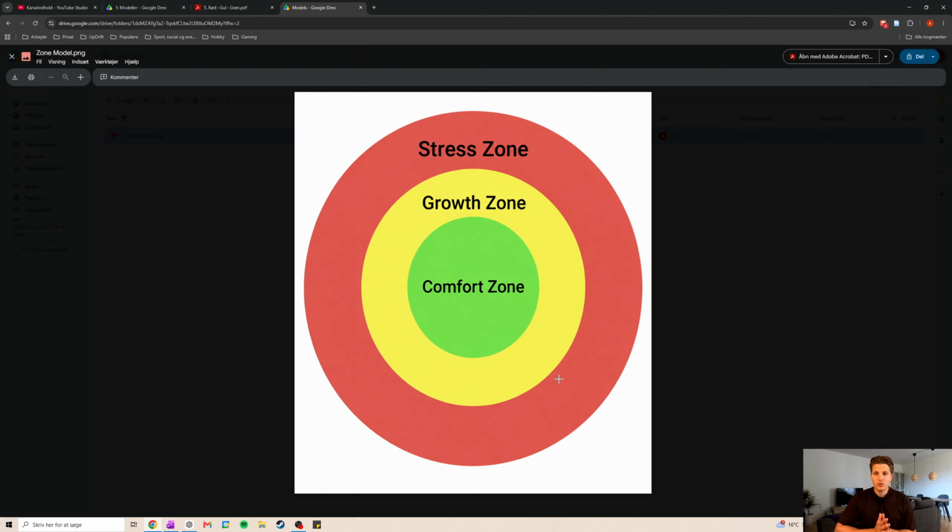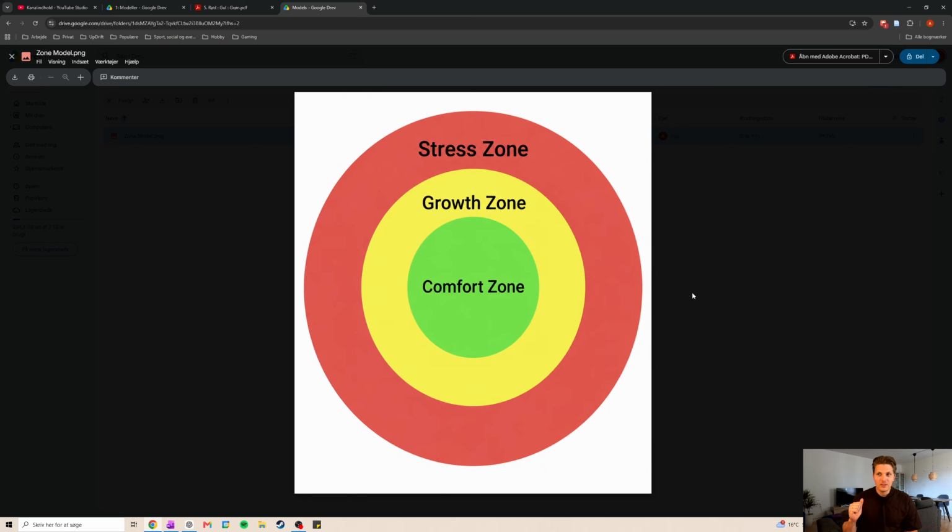So this model describes what's called the zone of nearest development. And the zone of nearest development is the yellow zone. So maybe you've seen a model describing a traffic light before. Well, you know what a traffic light is. You know how a traffic light works. And a traffic light, the green light is go, the yellow is, of course, brake, unless you're a taxi driver, and the red zone is stop.